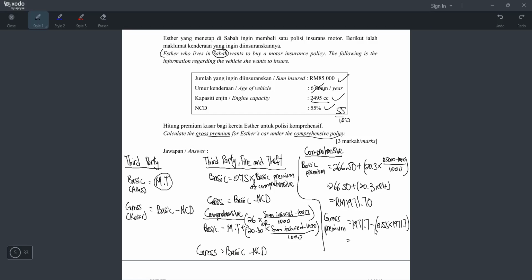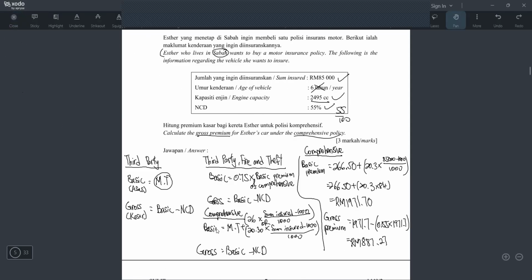Okay, the calculator gave me 887.265. Hopefully you get the same also, but of course you cannot write 887.265. You have to write 887.27 and then put RM here. Why you cannot write 265? Because this is price. Price has only 2 decimal places. So the 5, I will plus 1 like that. And then don't forget to write RM. Okay, let me just double confirm with the answer. 887.27. Yep, betul. Okay, let's continue.